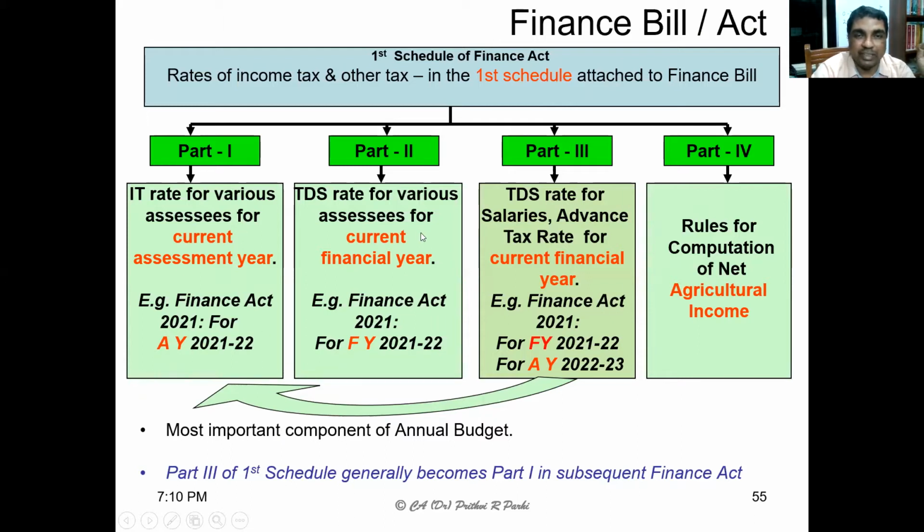Part 2 talks about TDS rates for the current financial year, that is financial year 21-22. Part 3 talks about the advance tax rates and TDS rates on salaries for the current financial year, which means the future assessment year, that is 22-23, is also available. Since it is available in part 3, I could show you the tax rate for 22-23.